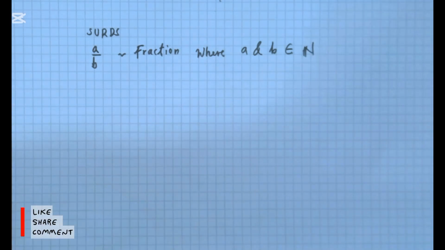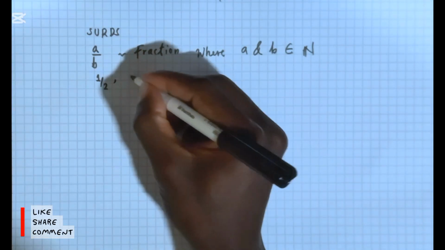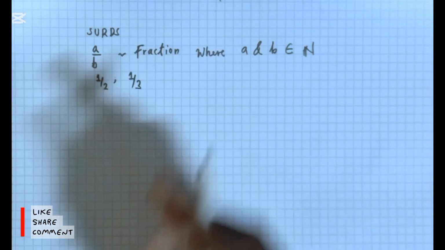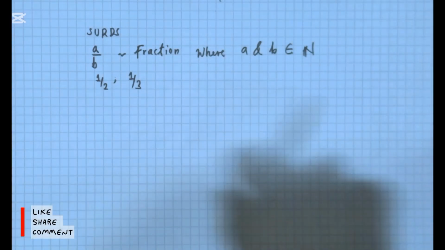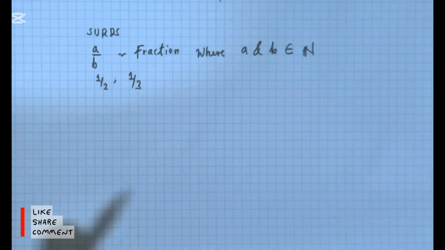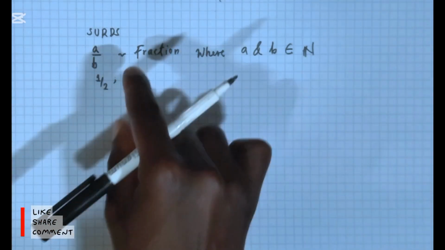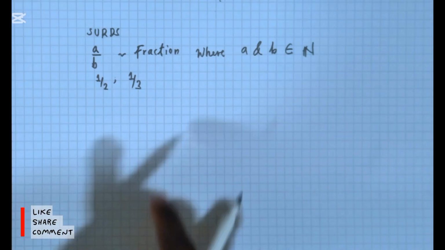When we talk of fractions, we talk of numbers like a half or a third. These are numbers that terminate, numbers that we can almost tell how they'll end. They're basically numbers that we can express in terms of a over b, and a and b usually belong to the integers.